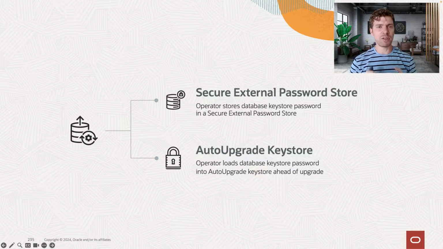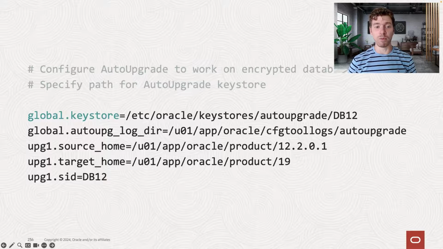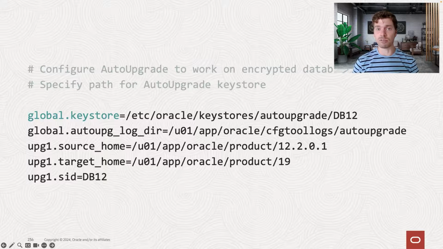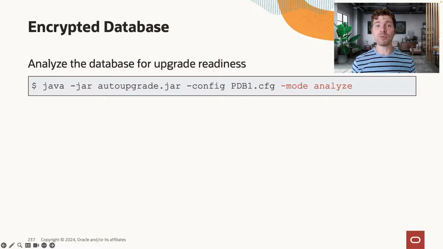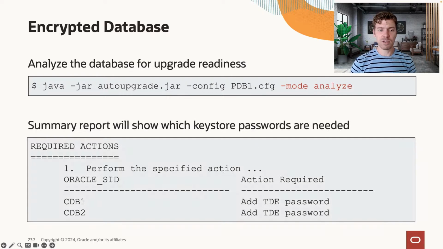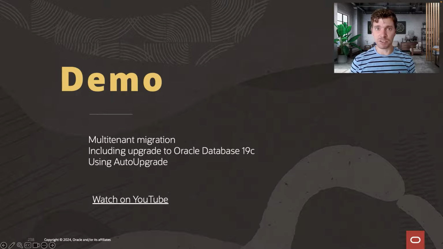It seems a bit complex, but actually it's very simple. All you have to do is add this extra line, global key store, to your AutoUpgrade config and then execute it. And AutoUpgrade will tell you what you need to do next, okay? So here, for example, when you run AutoUpgrade with mode analyze, and you have a TDE encrypted tablespace on your source, it will tell you that you need to add the TDE password of both your source and target databases. So let's see that in a live demo, which is much better.